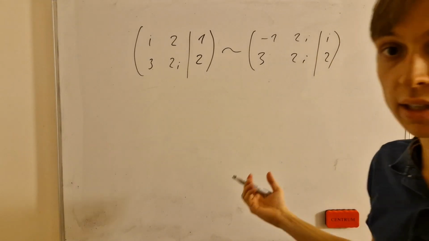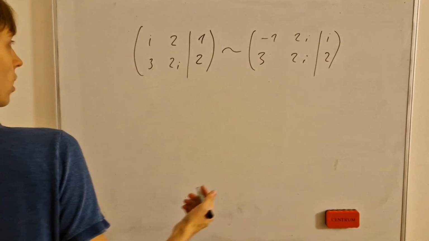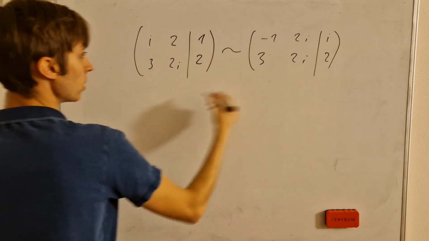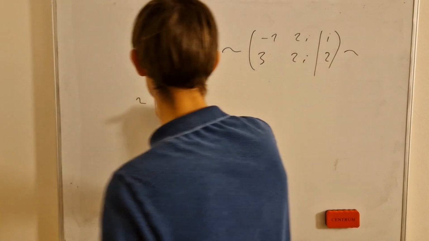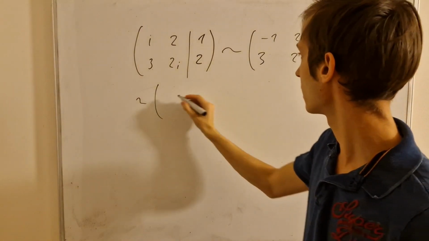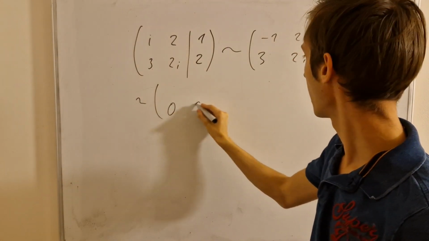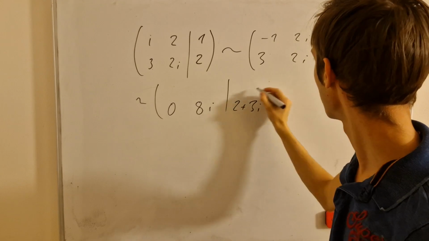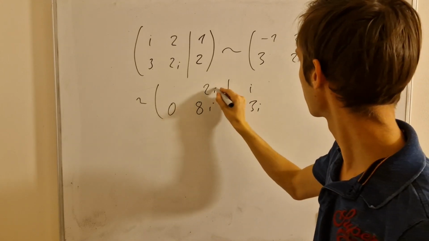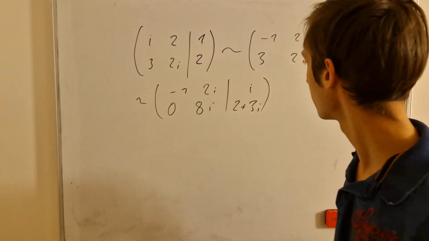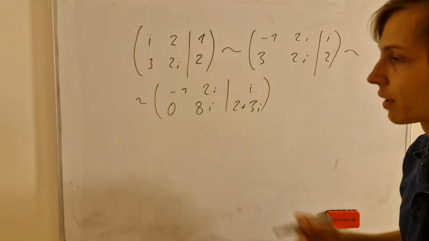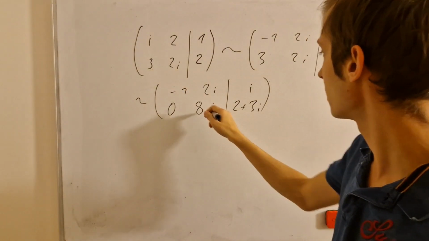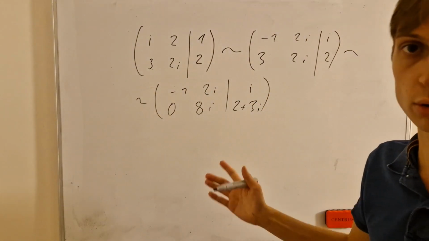All right, so now we have this, so we can add the first row 3 times to the second. So what we can get is basically 0, 8i, and 2 plus 3i on the right side, still an augmented matrix. The first row is not changed this time at all. And now we basically got to quite a reduced form. We see this is a pivot, and that's it for the rows, 2 rows.